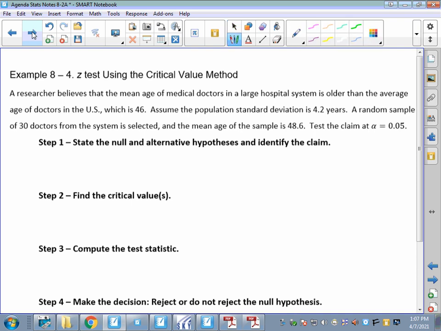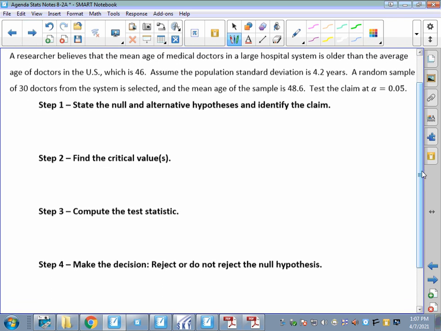Let's draw the picture so that we can see what we're looking for in finding the critical value. So I typed out steps 1 through 5 here. You're welcome. I want you to write that out every single time. One, it makes it easier for me to see what you're doing, and two, it makes it easier for you to see what you've already got and to have a process as you go through this.